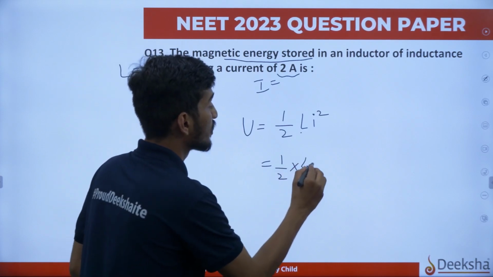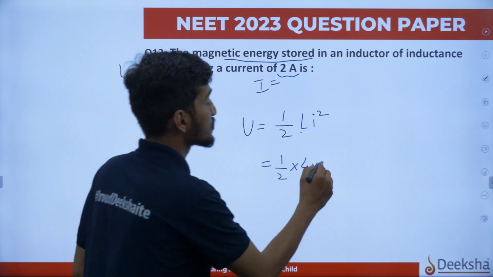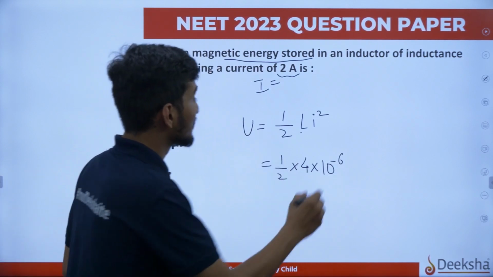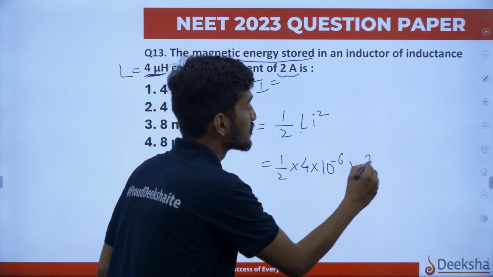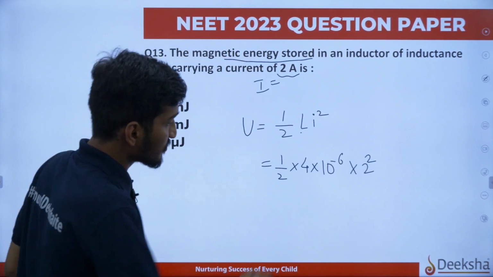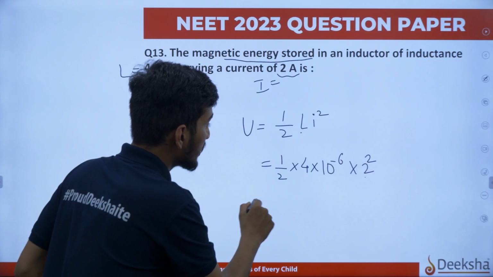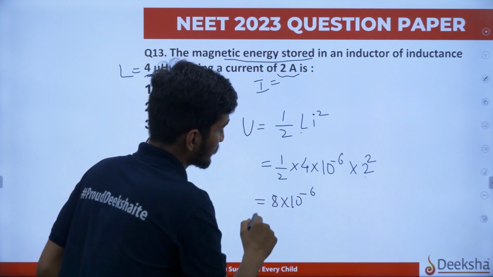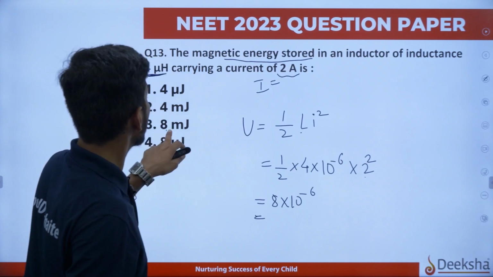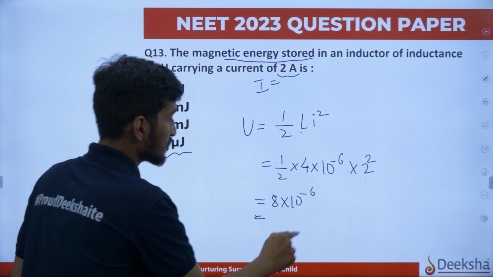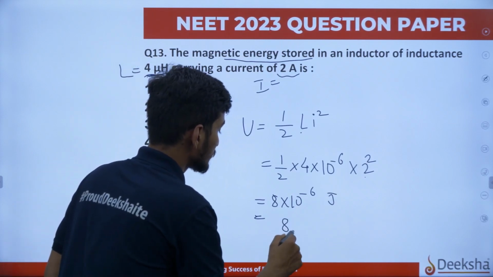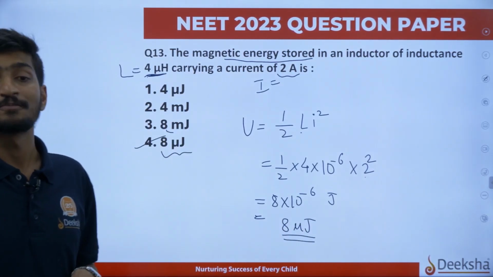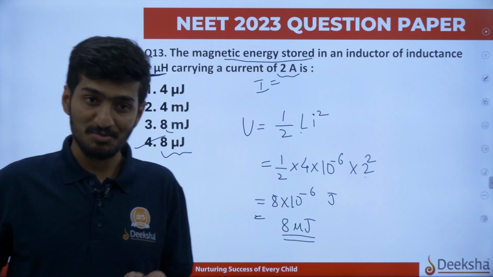This is 4 microhenry, so micro is 10 to the power minus 6 Henry, don't forget that, into 2 square, I square. So that's 4 into 4, 16 by 2, 8 into 10 to the power minus 6, which is basically 8 microjoules. And that should be your answer. Option number 4. Simple. Let's move on.